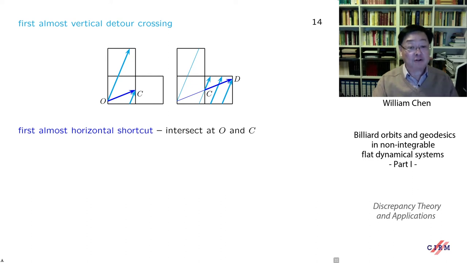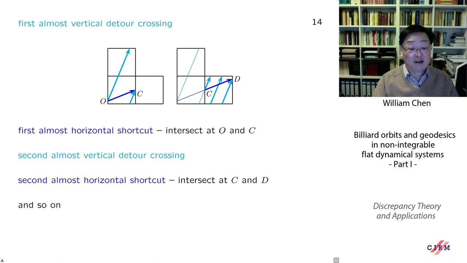So we have our first almost vertical detour crossing in the picture on the left, and the shortcut, which is almost horizontal. When we say almost vertical, we simply mean that the slope is bigger than one. Almost horizontal simply means the slope is strictly less than one, nothing more than that. But we notice that these two geodesics intersect at the points O and C, which are on the vertical edges in the L surface. And in the picture on the right, we have our second almost vertical detour crossing together with the almost horizontal shortcut. And again, they intersect at these points C and D, which are on the vertical edges of the square faces, and so on.